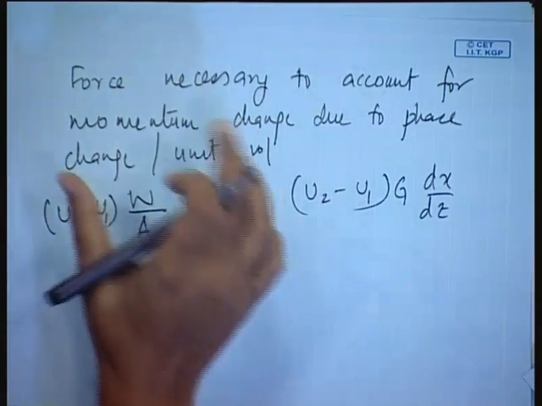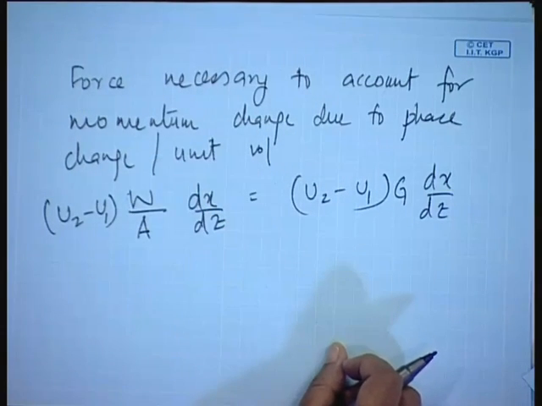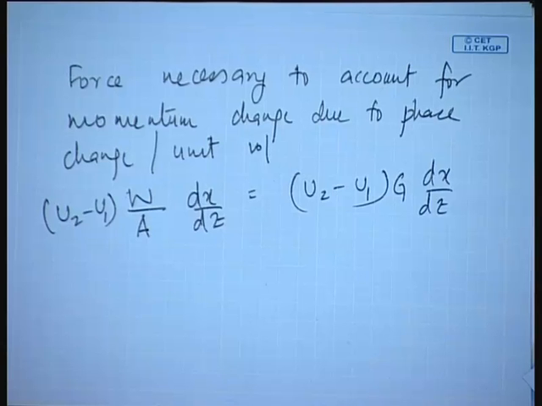So, this is the total force which is necessary to account for momentum change due to phase change per unit volume. Now, you tell me one thing, how much of this force should I assign to phase 1, how much of this force should I assign to phase 2? The total force was g dx dz into (u2 minus u1). The mass rate of phase change per unit volume of flow was g into dx dz and the velocity change was u2 minus u1. Now, this is the total force which is associated with phase change per unit volume.